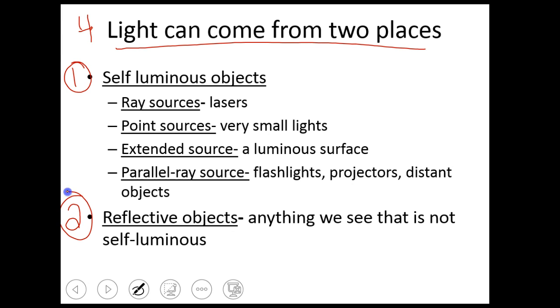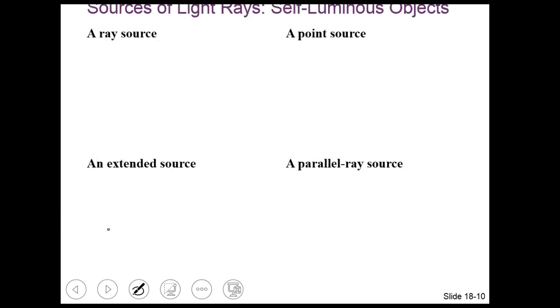Or light can come from reflective objects, which is really anything you see that doesn't make its own light, but instead reflects it. So you've probably got a light on in your room right now, and that light is shining on different things, and you see different colors. That white light has all the colors in it, and the colors that you see are the wavelengths of light that are reflected from that object back to your eye, which then does number 5, it focuses those bundles for you. All right, so sources of light rays.